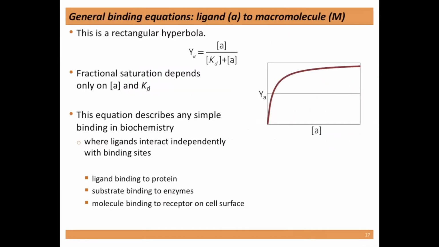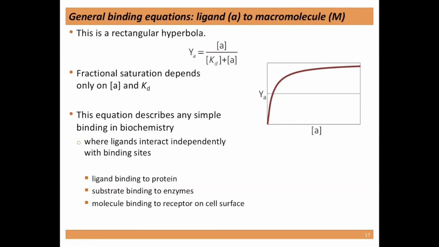And if you just plot this, you end up with a rectangular hyperbola. And so what that means as our fractional, well, actually, let's read it this way. As we increase our A, our fractional saturation increases, and eventually this would approach 1 there. So the fractional saturation depends only on how much of A we have and the dissociation constant, essentially the affinity that this protein has for molecule A.